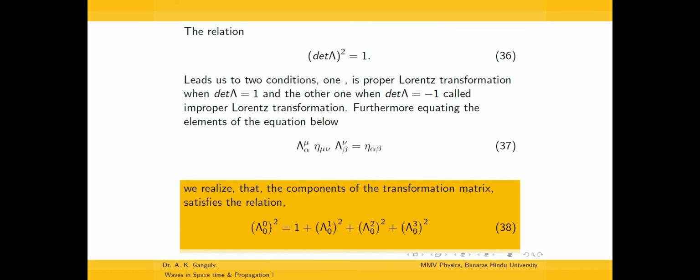The other upshot of this equation is that the magnitude of this quantity that we have defined by determinant of lambda can be either +1 or -1. When the determinant is +1, this is called proper Lorentz transformation, and when it is -1, it is improper Lorentz transformation. So, that is the first classification.